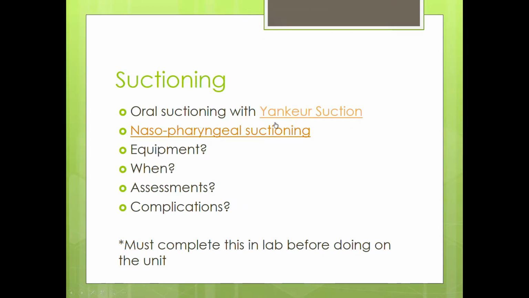So a Yankauer suction is used primarily for oral suctioning, and I know she suctioned primarily around the buccal cavity, but you can slide the Yankauer suction a little farther back, so it hits the back of the throat, and often you'll catch a little bit more of the secretions back there as well.